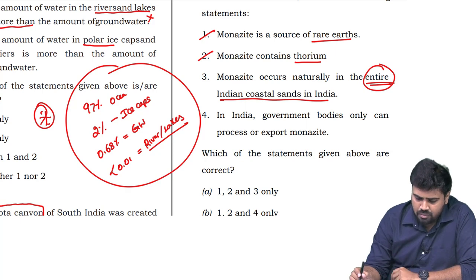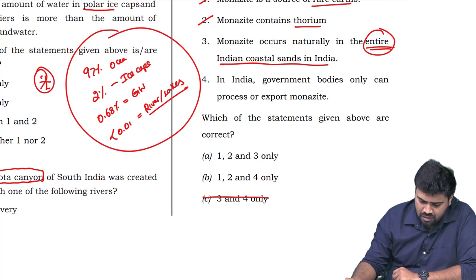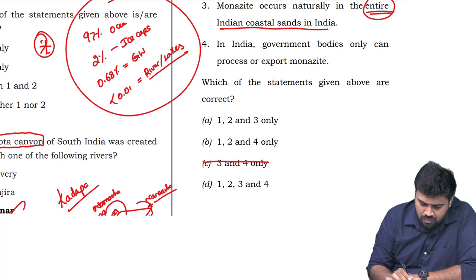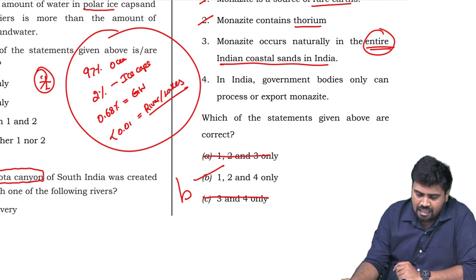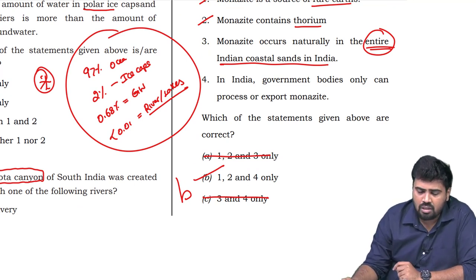Actually, I will give you a statement, but this is not true. So the third option is wrong. If you eliminate the third option, you will be left with just one option: option 1, 2, and 4. We didn't see the fourth option itself. In India, government bodies only can process or export monazite.